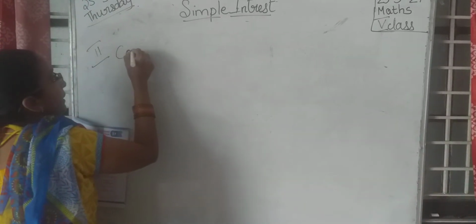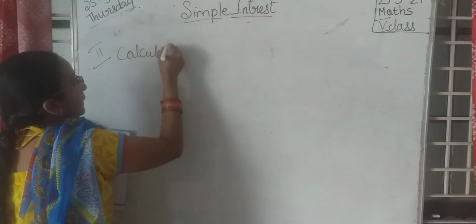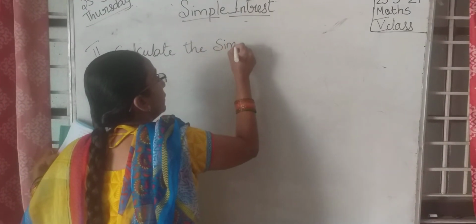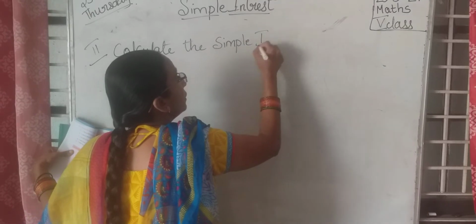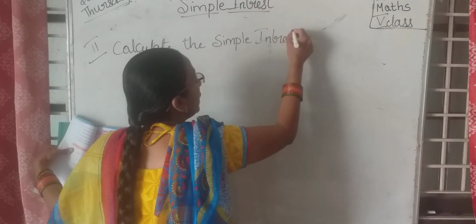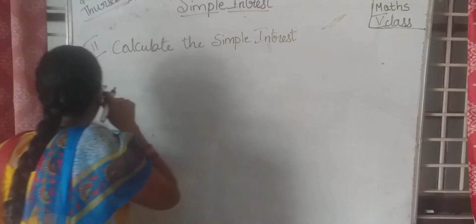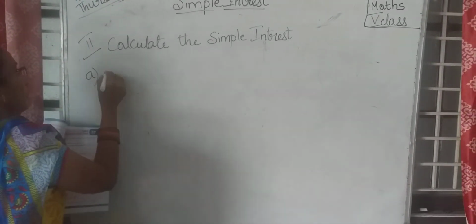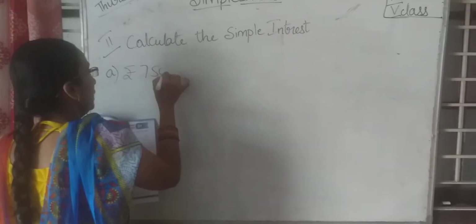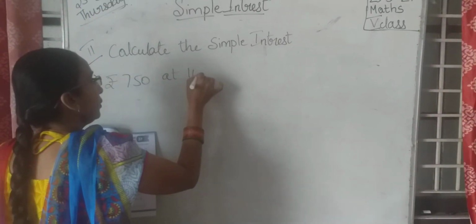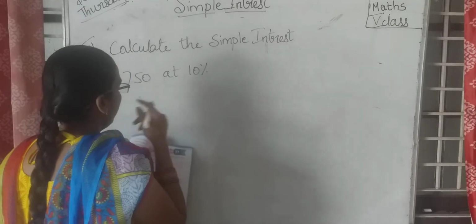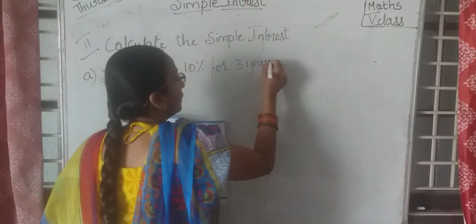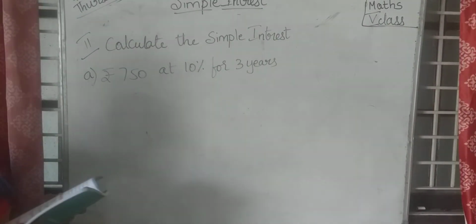Calculate the simple interest. Okay, calculate the simple interest. What is the question? Rupees 750, 10% for 3 years. For 3 years. Yes. What is the simple interest formula?